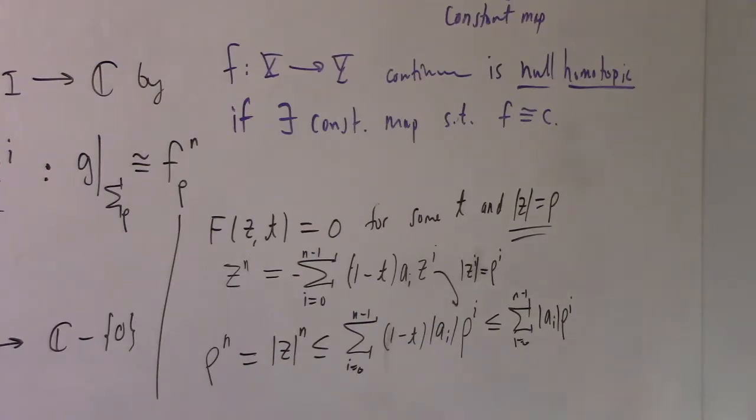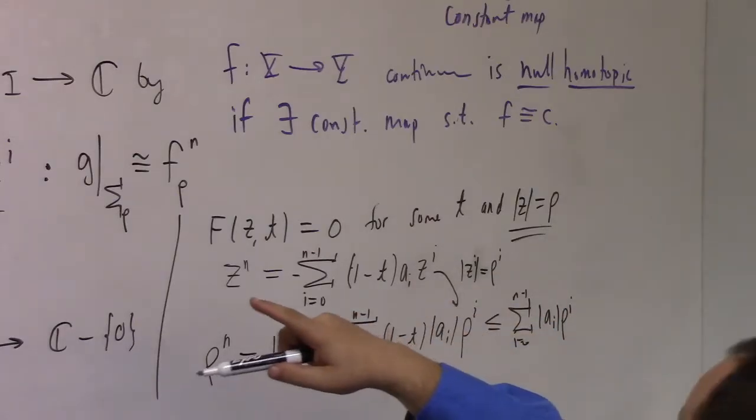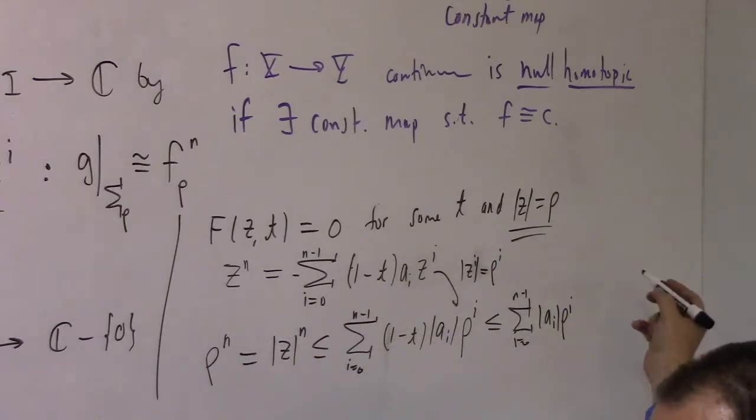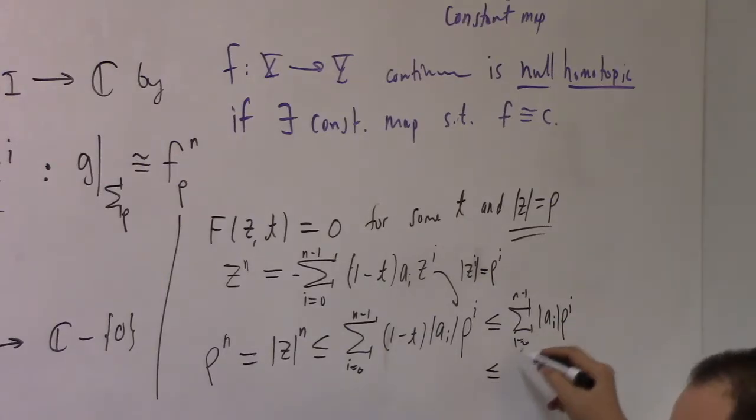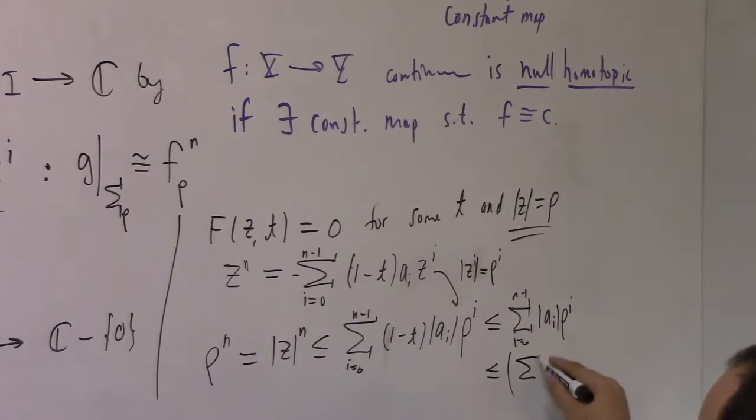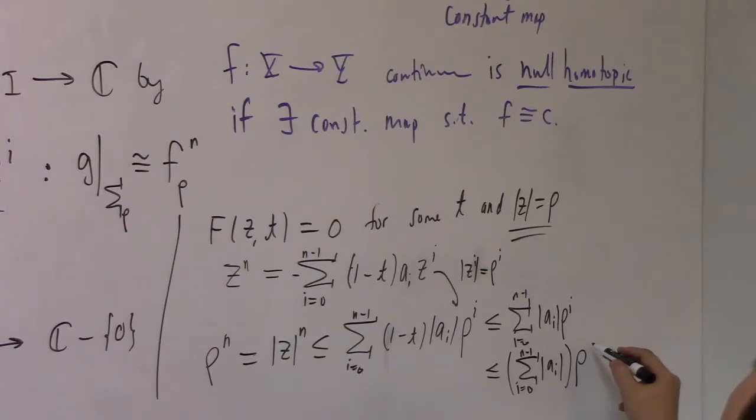So it goes back to our condition for choosing rho. So that's, I've run out of space here, less than or equal to the sum i equals 0 to n minus 1, modulus of a_i rho to the... So you guys understand that? Yeah.